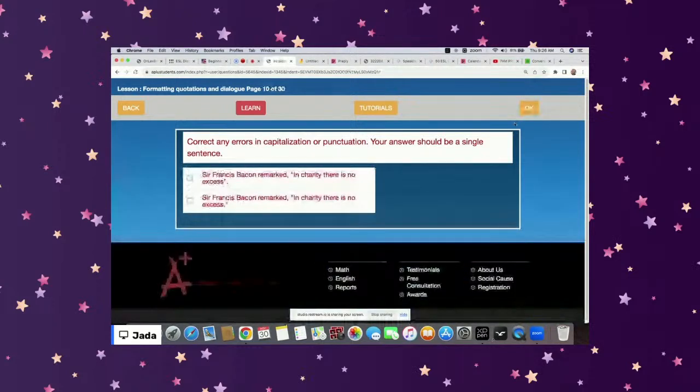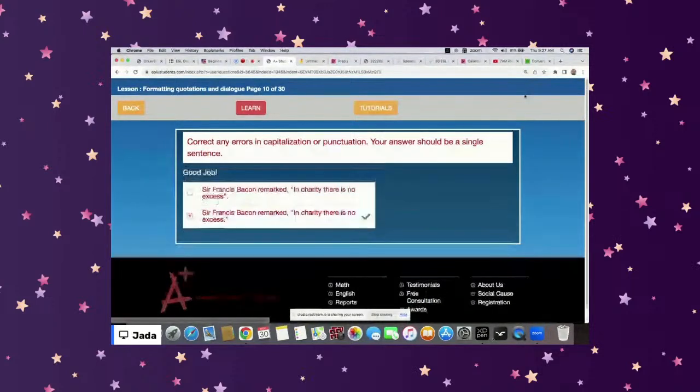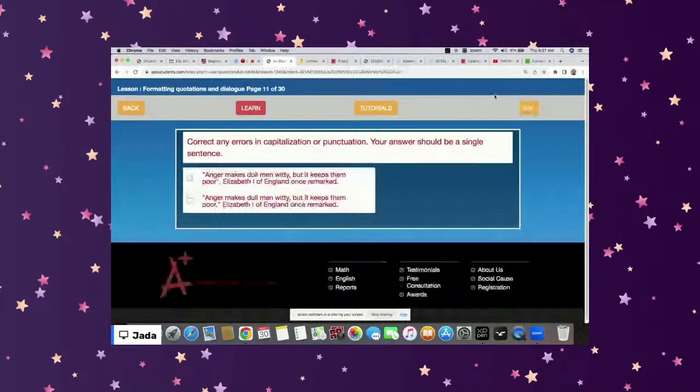Okay, Sir Francis Bacon remarked, in charity there is no excess. What's your answer? Is it the first or the second one? What's your answer here? The second one? Okay, so we go with the second. So we've gotten up to page 10, and I would also like for you all to try to finish up the test, okay? But before we end anything, you can ask me any question on the chat concerning this. Feel free to ask me any questions, and also you can make your sentences before we finish.